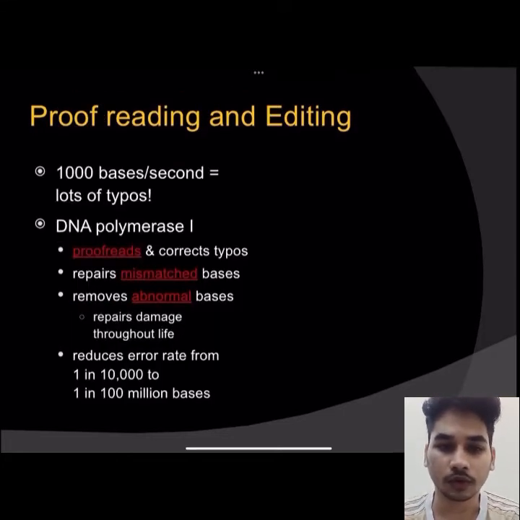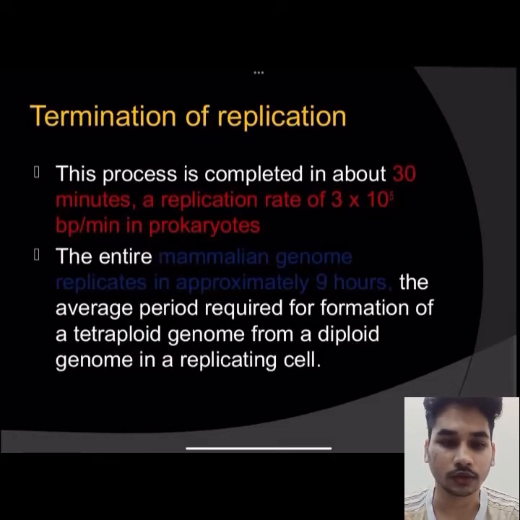Proofreading and editing. 1000 bases per second is equal to lots of typos. DNA polymerase 1 is used in proofreading and corrects typos. It repairs mismatched bases, removes abnormal bases, and repairs damage throughout life. It reduces the error rate from 1 in 10,000 to 1 in 100 million bases.